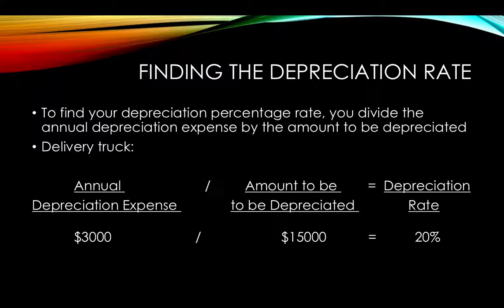All right. We also like to know, what's the rate of depreciation on an item? Does it depreciate 10%, 20%, 30%, 15%? We find this by taking our annual depreciation amount of our truck, which was $3,000, and dividing it by the amount to be depreciated, which was $15,000. So each year we depreciate 20% on our trucks. Let me know if you have any questions.